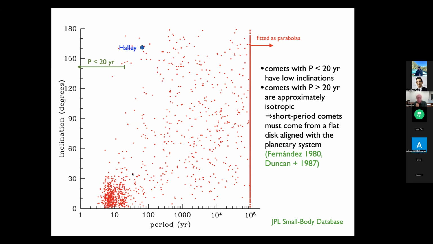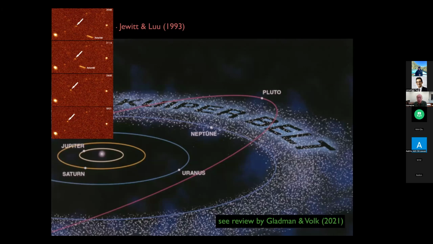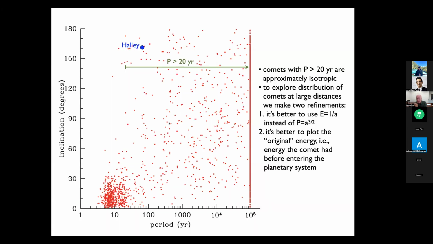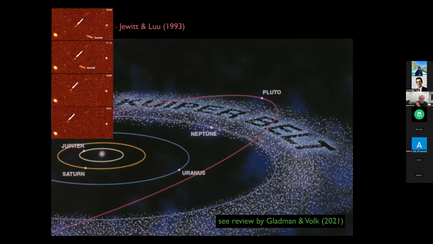That was a prediction made in the 1980s, which was later verified with the discovery of the Kuiper belt. And this is just the discovery image of the first object in the Kuiper belt. We now know of thousands of objects in the Kuiper belt spread out around Neptune's semi-major axis at around 30 astronomical units out to about 50 astronomical units. And these are believed to be leftover planetesimals from the formation of the solar system.